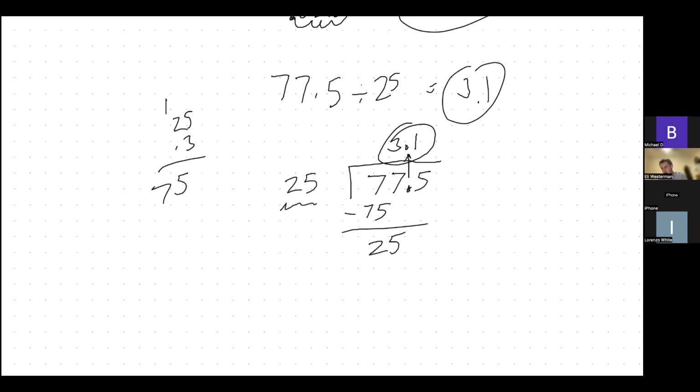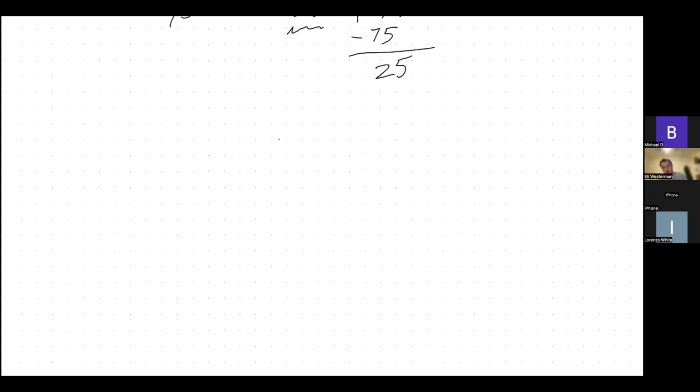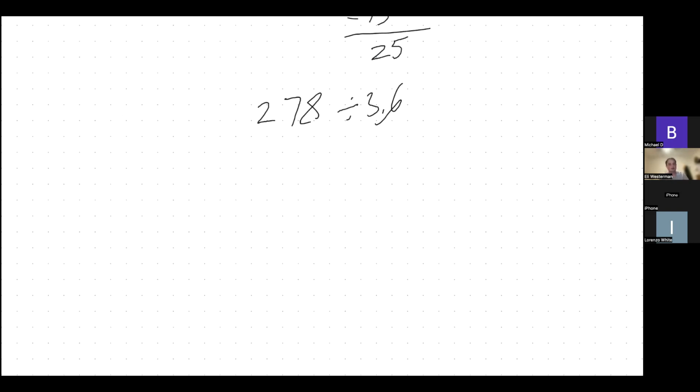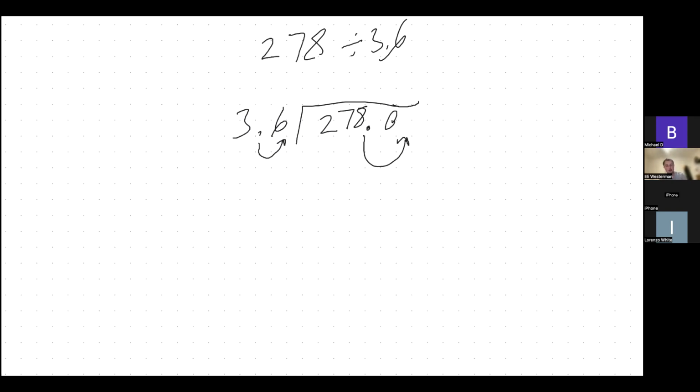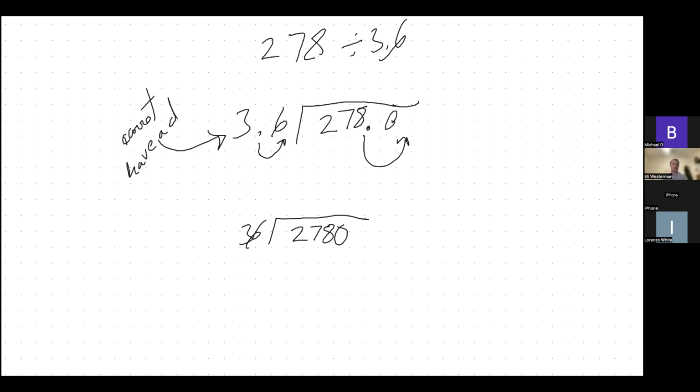Now let's say we had one where we had 278 divided by 3.6. Excuse me. This one's a little harder. So 278 divided by 3.6. Now what we're going to do here is move this decimal over 1, and there's an invisible decimal there because it's a whole number. We're going to move that over 1, so we get a 0. So I'm going to rewrite this. It's 36 into 2,780. Just like a rule of division, you cannot have a decimal out here. That's just a rule.